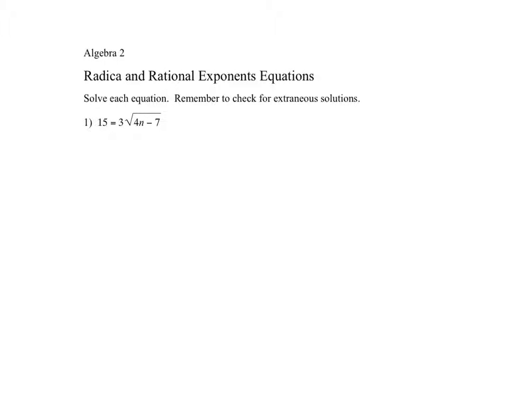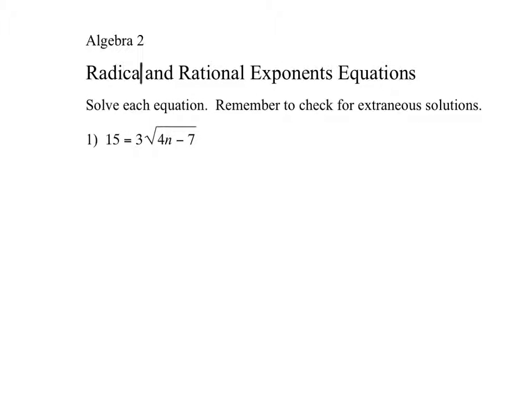So in this video, we're going to be working with solving radical and rational exponents equations, right? So my first step when I have any type of equation like this one is that I want to isolate the radicals. So I'm going to start by dividing by 3 so I can cancel out that 3 there. So I have 5 equals the square root of 4n minus 7, right?